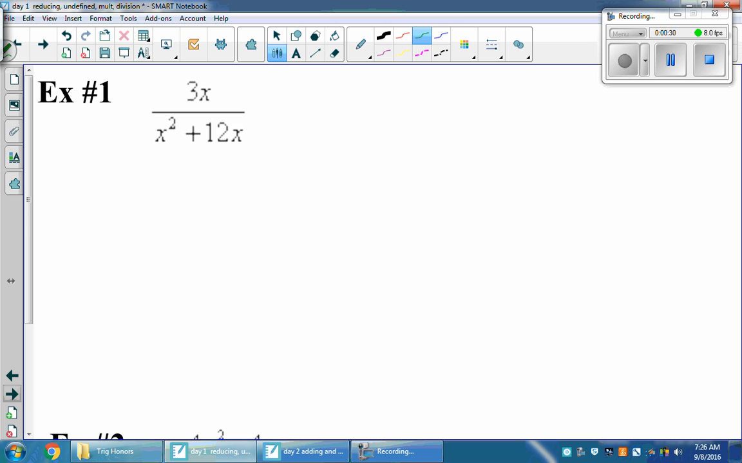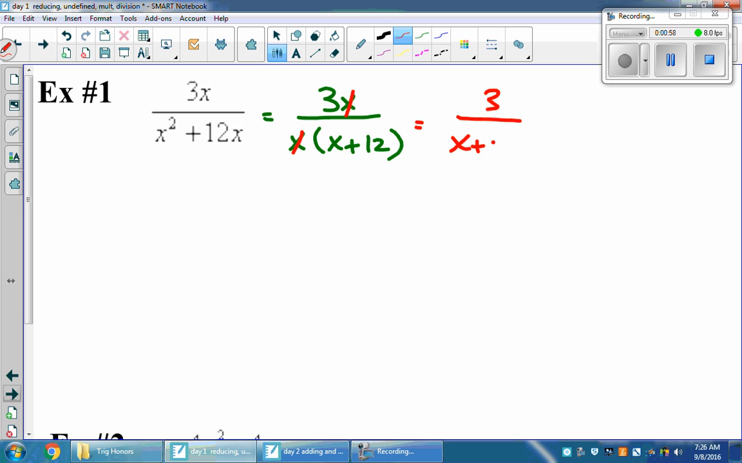Our first one says 3x over x squared plus 12x. Can't factor 3x, so I just write it there. X squared plus 12x, I could GCF the bottom, I can pull out an x. I'm left with x plus 12. So I factor the top, factor the bottom, cancel what's the same. What cancels? The x's. So what's left over? 3 over x plus 12.